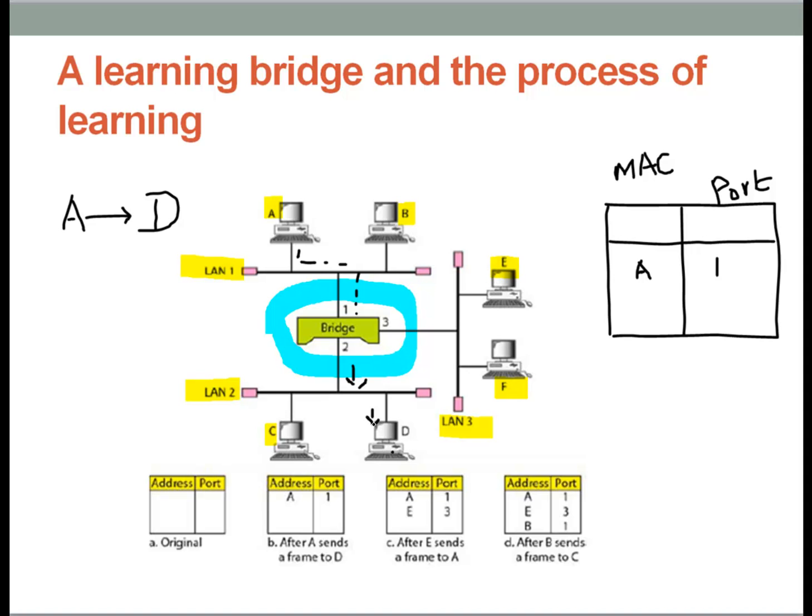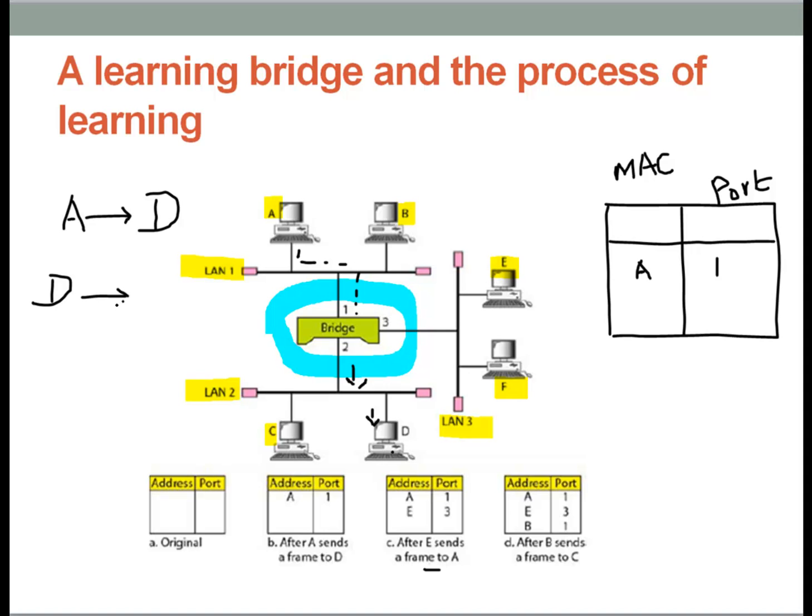They are going for the other one, after E sends a frame to A. What does that mean? They are taking E. I'm not going to take E. Let me take A and go for the reverse. Now from D to A, I want to send the data.